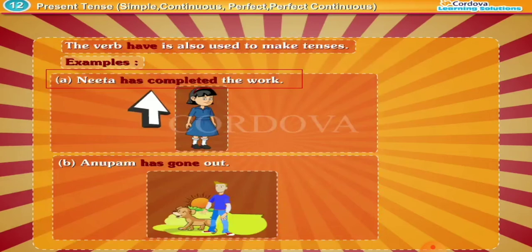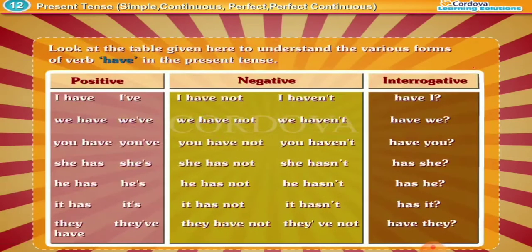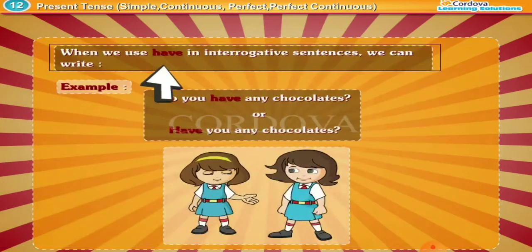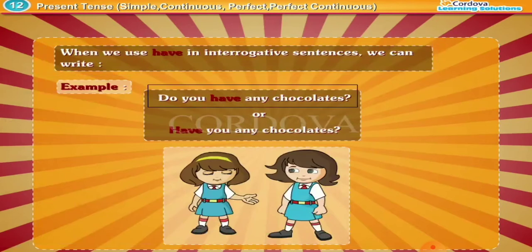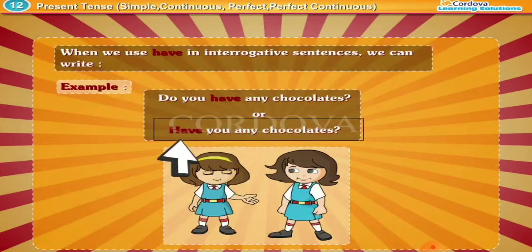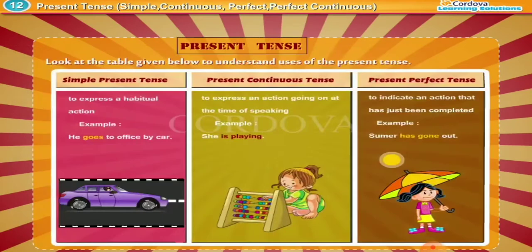The verb have is also used to make tenses. Examples: Neeta has completed the work. Anupam has gone out. Look at the table given here to understand the various forms of the verb have in the present tense. When we use have in interrogative sentences, we can write, for example, do you have any chocolates? Or have you any chocolates?